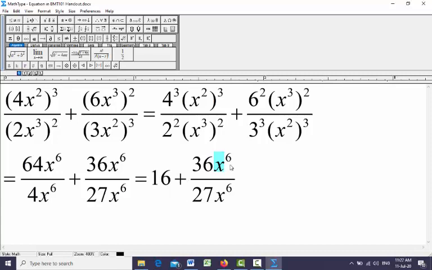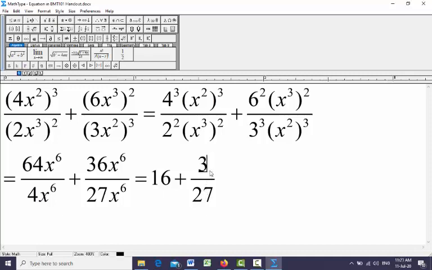Similarly, here also in the numerator we have x to the power 6, and in the denominator also x to the power 6. So these will cancel each other. In the denominator we have 27, in the numerator we have 36. If you apply the process of cancellation, in the numerator we have 4 multiplied by 9, and in the denominator we have 3 multiplied by 9.